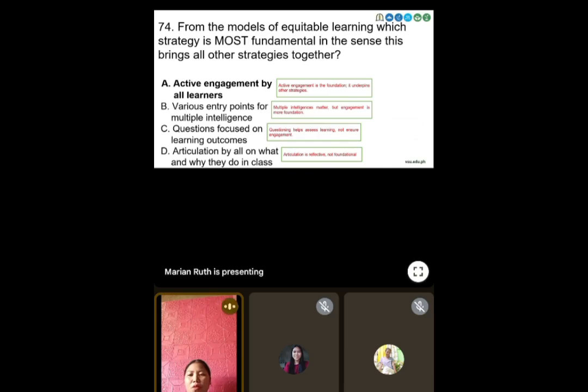Letter B is not the correct answer. It's because multiple intelligence matter, but engagement is more foundation. It is not also letter C. It's because questioning helps assess learning, not ensure engagement. And it is not letter D. It's because articulation is reflective, not foundational.